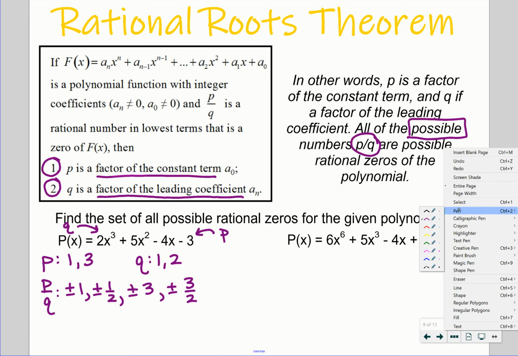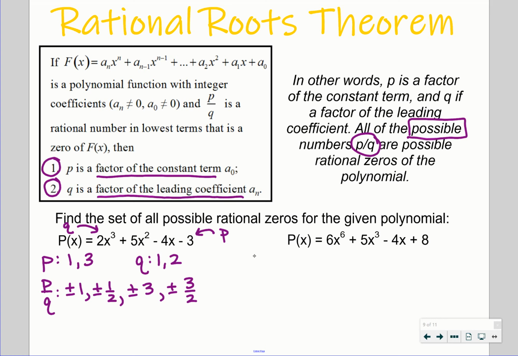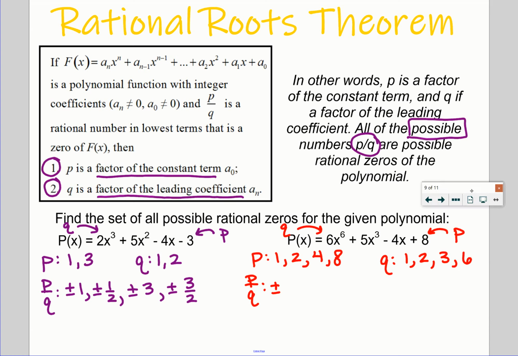Okay, let's try another one of these. In this problem, p is 8. So we want all the factors of 8, numbers that multiply to 8: 1, 2, 4, and 8. My possible values for q are all the numbers that multiply to 6: 1, 2, 3, and 6. Now putting those lists together, I create my list of possible rational zeros, p's over q's. And don't forget plus and minus in front of each number to account for our positive and negative values.